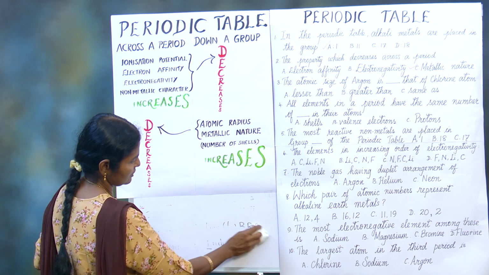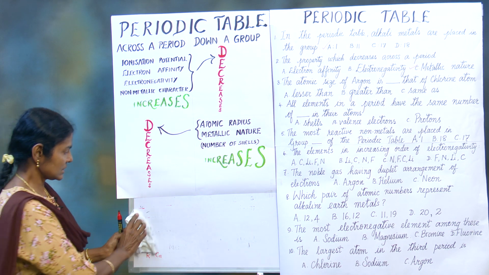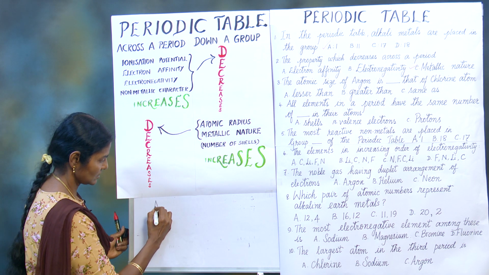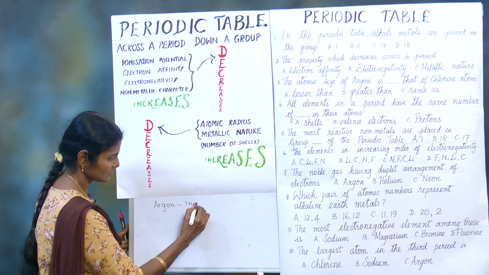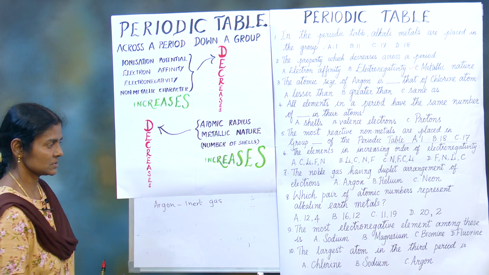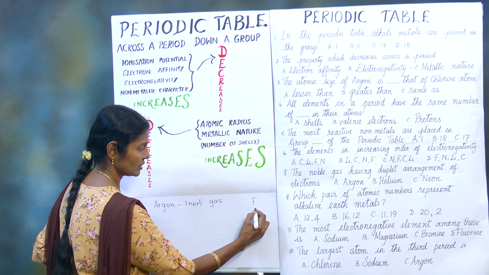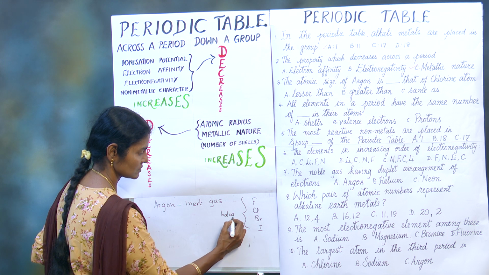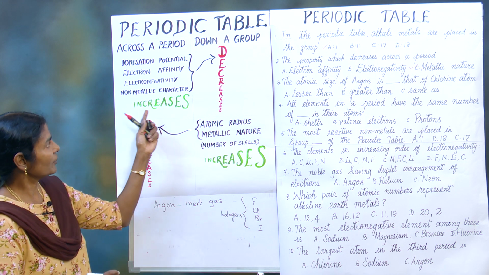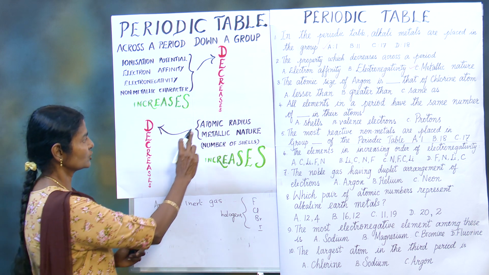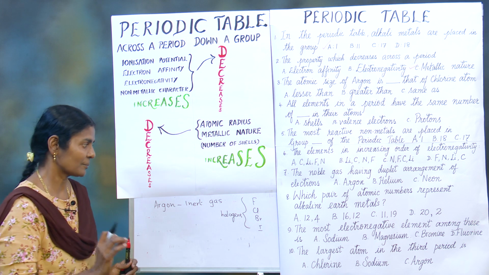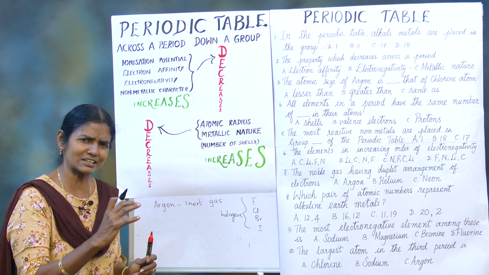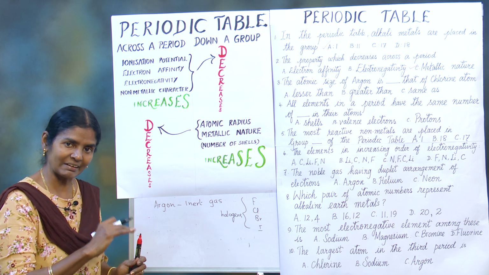Now this atomic size of argon. What is argon? Argon is an inert gas. And what are halogens? Halogens you have fluorine, you have chlorine, you have bromine and you have iodine. These are all halogens. So what happens is, up to that it would increase. Similarly, atomic radius would decrease across a period up to halogens. The moment you go to inert gases, inert gas will have slightly more atomic radius compared to halogens.